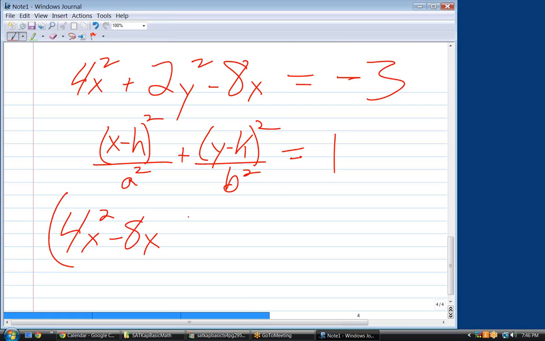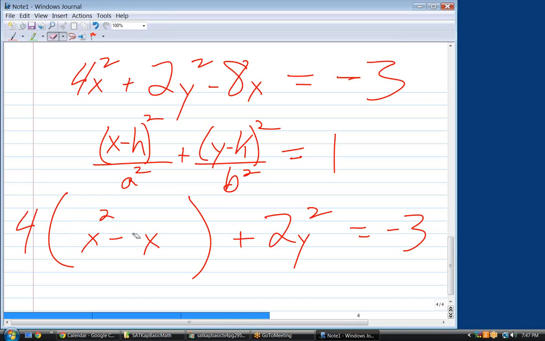Put them in parentheses with the intention of completing the square. Now, I don't have to complete the square on the y because there's no y term. If there was a y term, I would have to complete the square on it also. Okay. What's the first thing I need to do to complete the square on the x part? You got to pull out that 4? Got to factor out the 4 because I've got to make this coefficient 1 no matter what that takes.